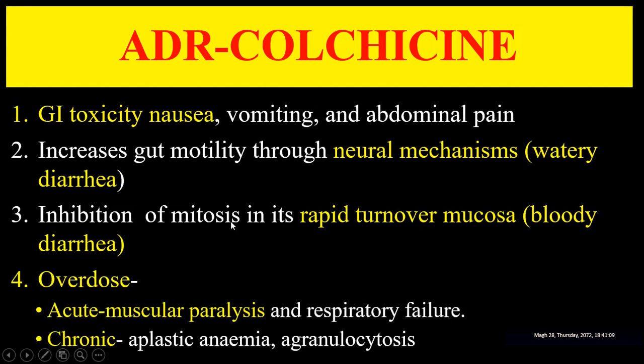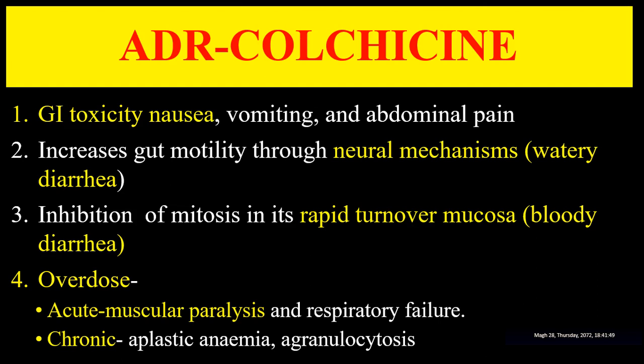And besides, in overdose, if lots of colchicine is taken by a person, it may cause acute muscular paralysis with respiratory failure. And in the long run, if it is taken for a long time, I will call it toxicity. Toxicity may be of two kinds: one is acute, another is chronic. Taken for a long run, it may cause hematological adverse drug reactions like aplastic anemia and agranulocytosis.